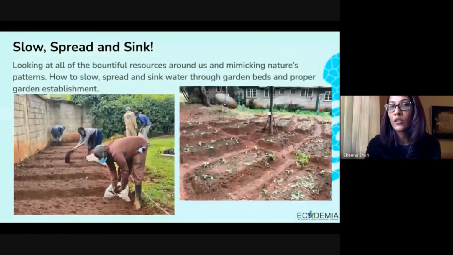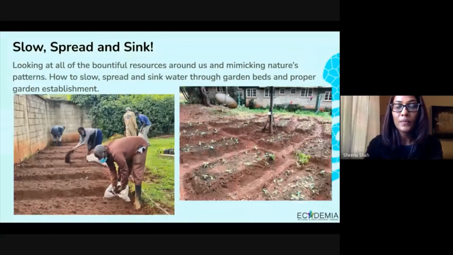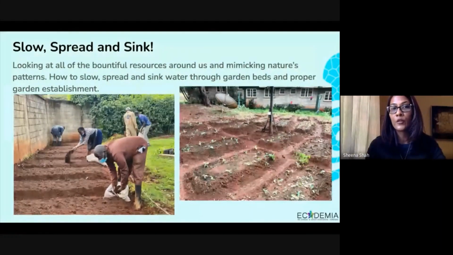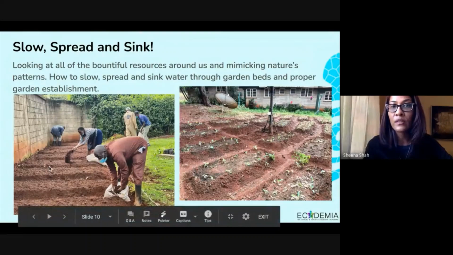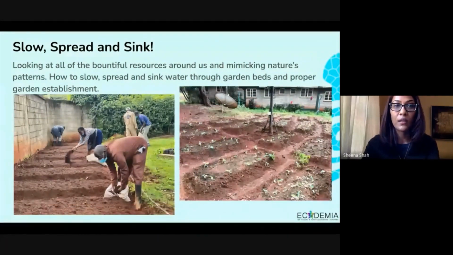And so that's being transformative for us. So how they move into the garden, how they're harvested, how the water moves, and how do we cover this landscape. This is one of the areas of slow, spread and sink. How do we slow down the water? How do we let it spread naturally and then let it sink so that it stays there for a longer time? So we're looking at all these bountiful resources around us, and we're mimicking nature's patterns, how to slow, spread and sink water through garden beds and proper garden establishment I just mentioned.